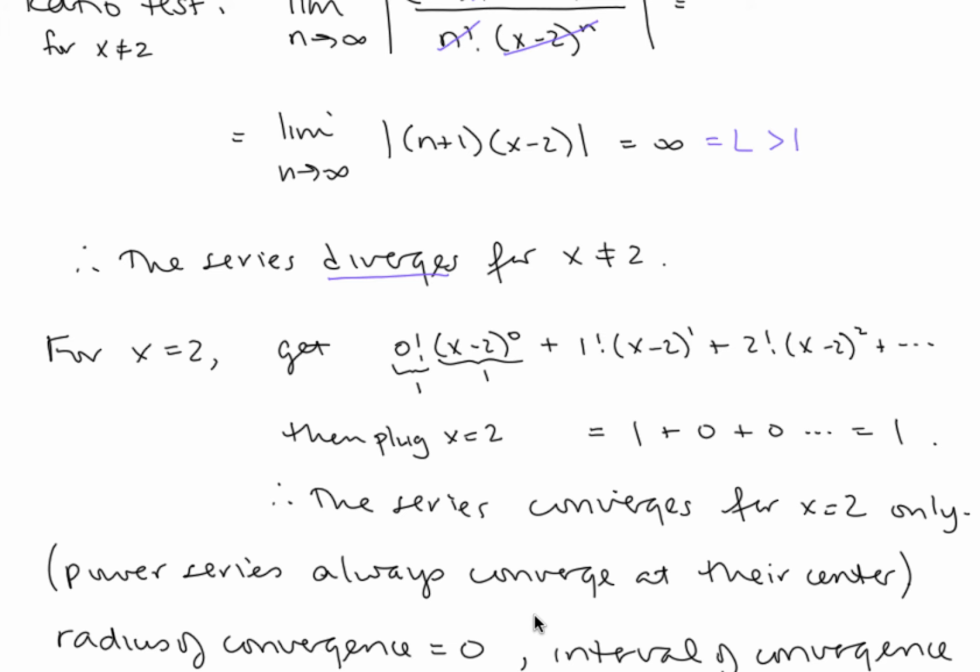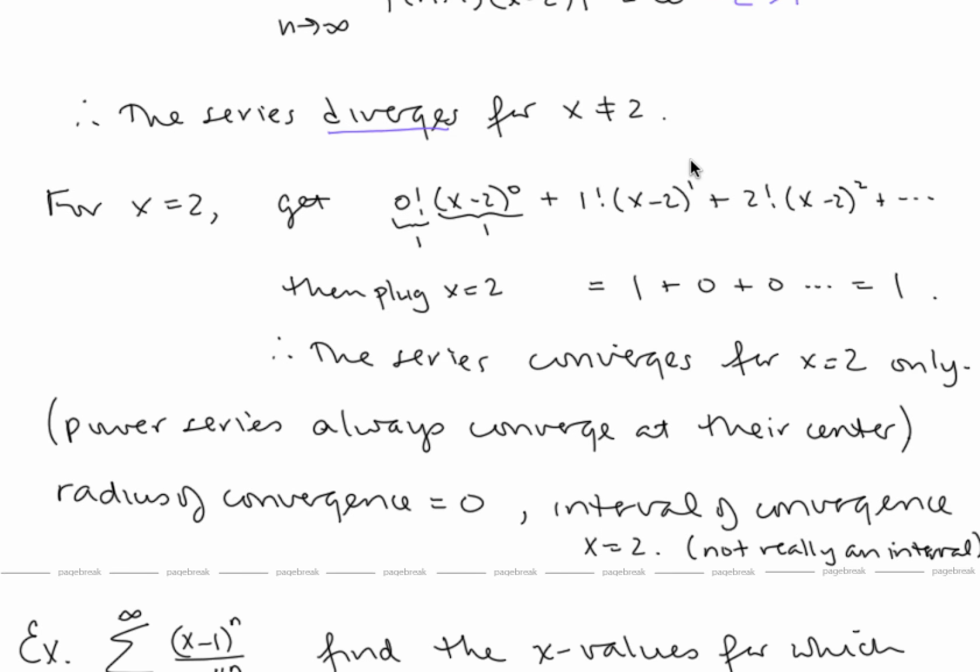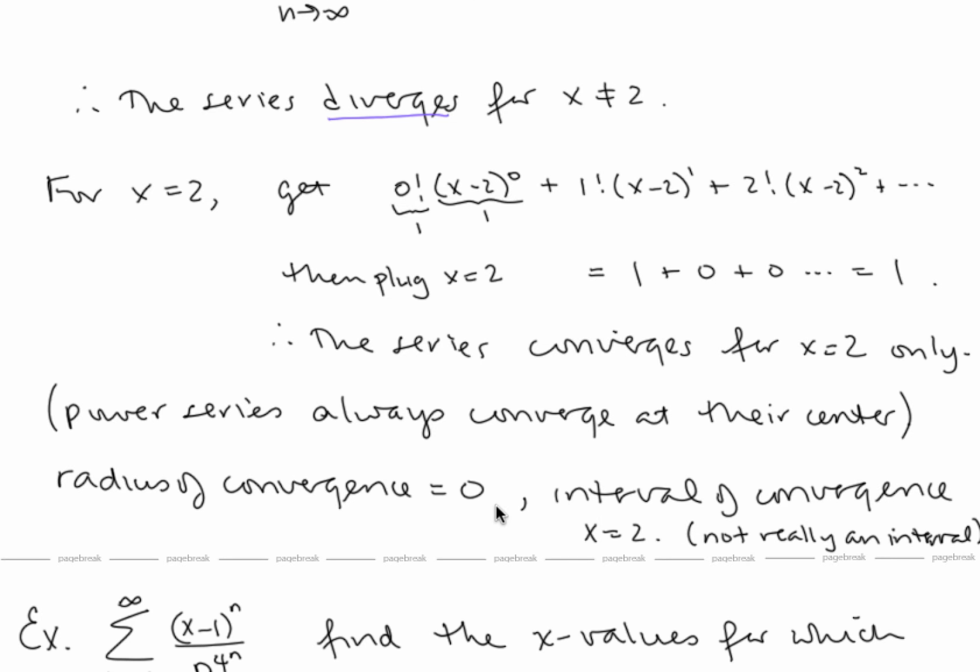So in this case, our radius of convergence is 0, and our power series only converges when x is equal to 2, right? Because for every other x value, this limit is infinite for the ratio test. So our radius of convergence is 0, and our interval of convergence is x equals 2, which is not really an interval, but that's how we answer the question. We just say x equals 2.